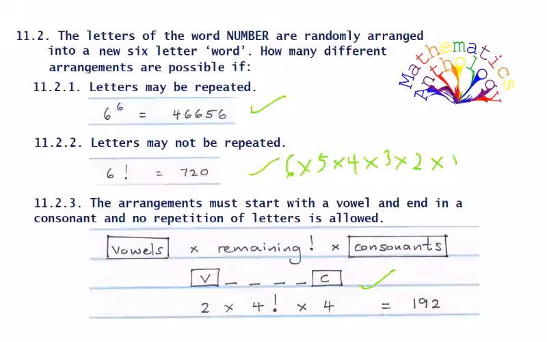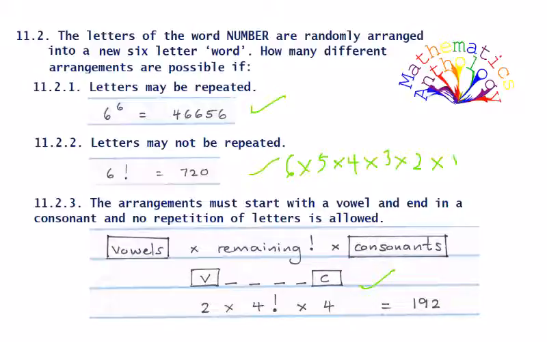11.2.2. How many different arrangements are possible if letters may not be repeated? If letters cannot be repeated, then we use factorial. So 6 factorial, which will equal 720, or you can say 6 times 5 times 4 times 3 times 2 times 1, which would also give you 720 there.